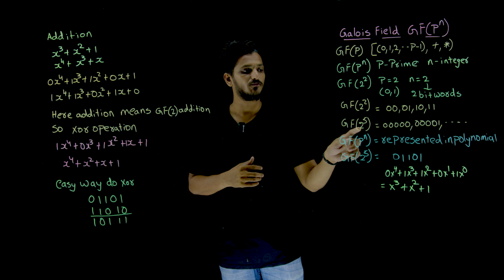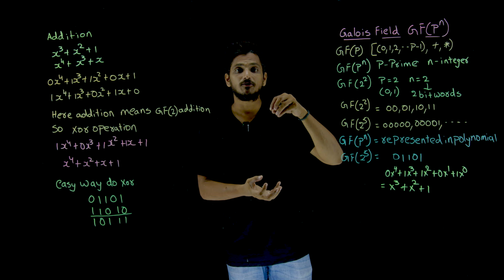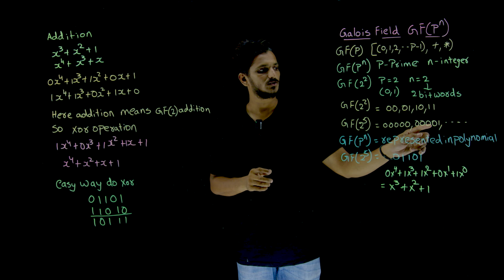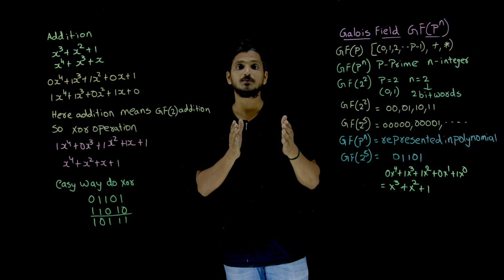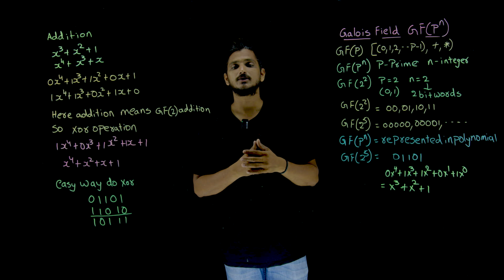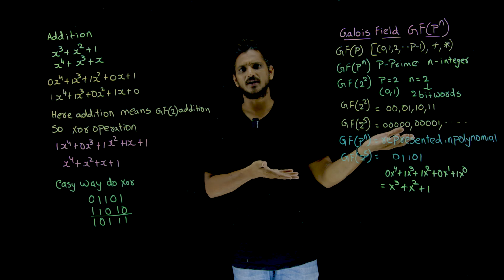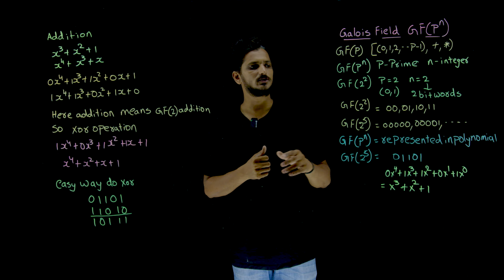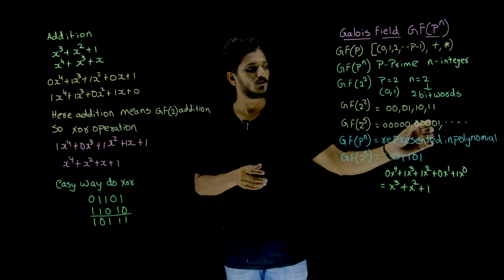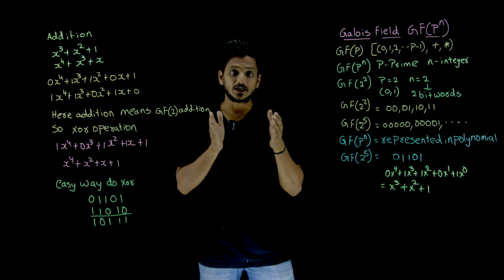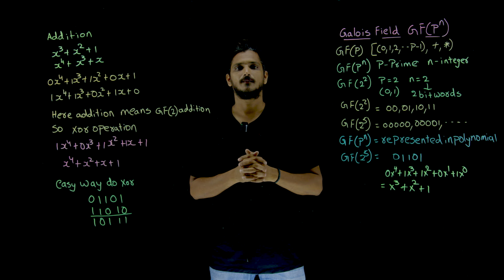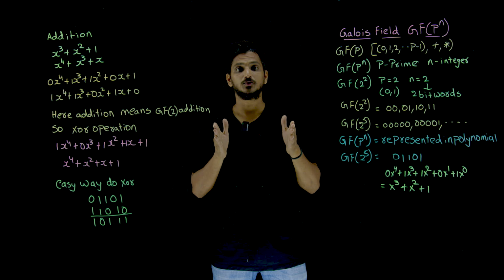Let's take one more example. GF of 2 power 5 means 5-bit words. 00000, this is one, 00001, and so on, all the possibilities of 0 and 1 using 5-bit words. How many 5-bit words are possible? These are similar to our binary numbers. 2 power 5 possibilities are there, which is 32 different words. So the set of elements that belong to GF of 2 power 5 has 32 elements.